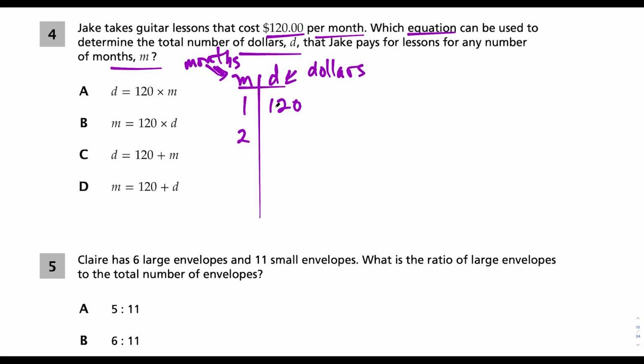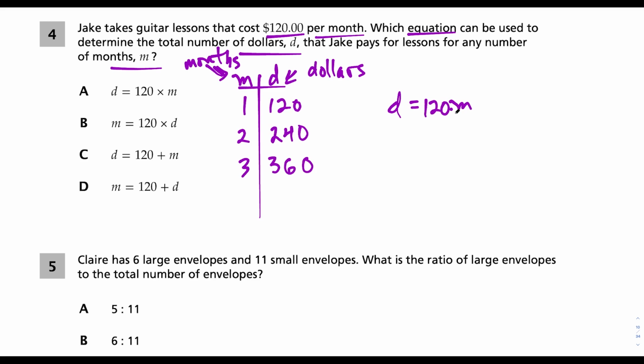Now let's say he does 2 months. Well, then you would do 120 plus 120, or 120 times 2, which would be $240. And let's say that Jake does 3 months of guitar lessons, add another 120 to the bill, and that would be $360. So now think about what's the relationship? How could I get from this column to this column with one operation? Well, to get from here to here, I could just do times 120. So looking at the answer choices, I could say that column D is equal to whatever we have in column M just multiplied by 120.